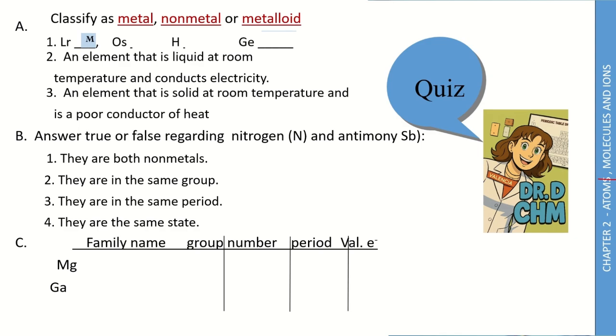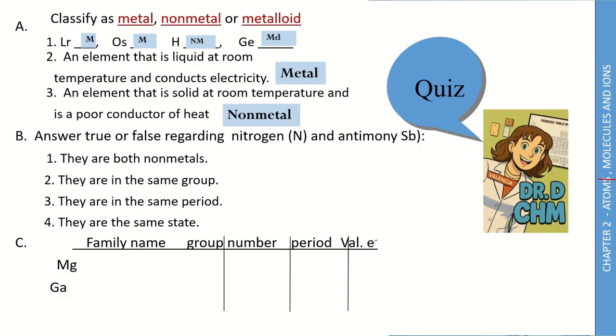If you're looking at your periodic table, you're going to find period 6 and group 8. That is osmium. That is a metal. So we have hydrogen, which is a non-metal, and germanium, which is a metalloid. Okay? So an element that is liquid at room temperature and conducts electricity is a metal, and it's mercury, right? An element that is solid at room temperature and is a poor conductor of heat is a non-metal.